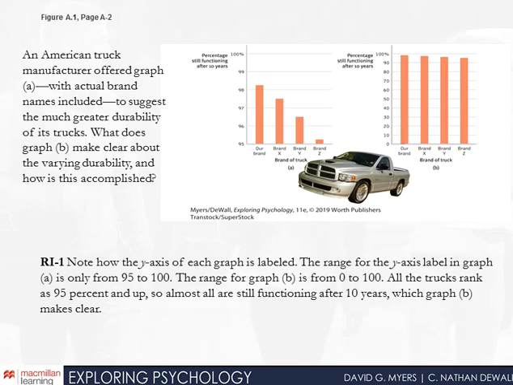First, let's look at examples of where statistics can sometimes be misleading to us. An American truck manufacturer offered a graph, listed as graph A here, with actual brand names included to suggest the much greater durability of its trucks. What does graph B make clear about the varying durability and how it is accomplished? So look at those two graphs.